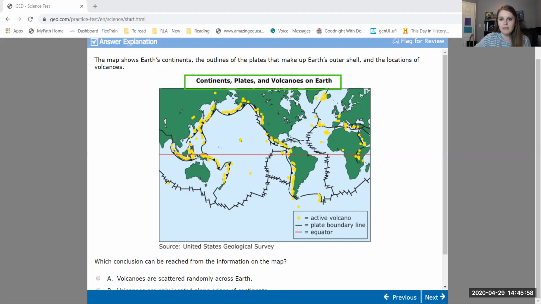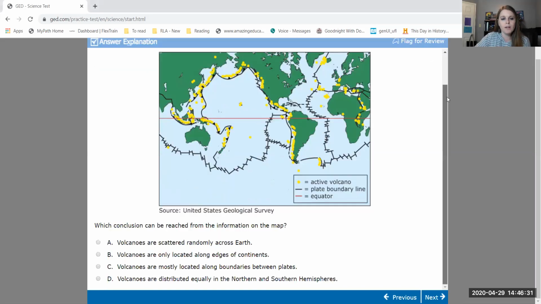All right, so yeah, I see the Earth, I see the continents. Down here, I see the map key. So the yellow dots are volcanoes, the black lines, plate boundary lines, and the red line, that's the equator. Okay. And then the description at the top. The map shows Earth's continents, the outlines of the plates that make up Earth's outer shell, and the location of volcanoes. So you can see the volcano lines throughout the map. All right, so let's take a look at the question then. What conclusion can be reached from the information on the map?